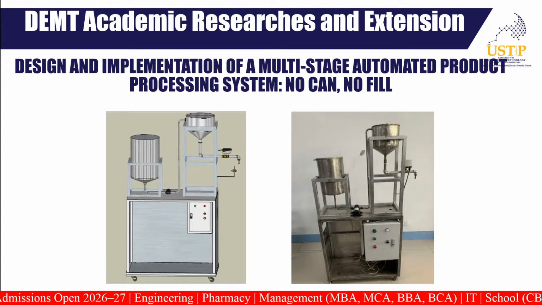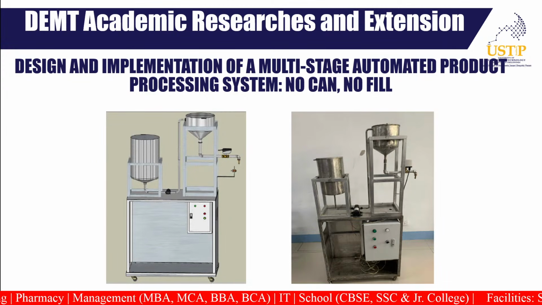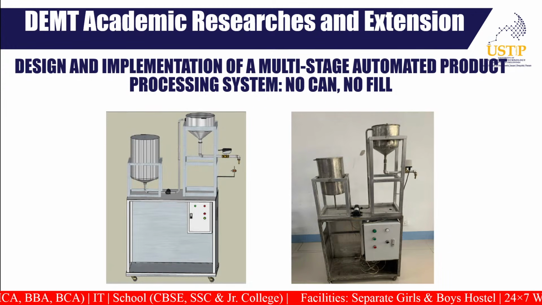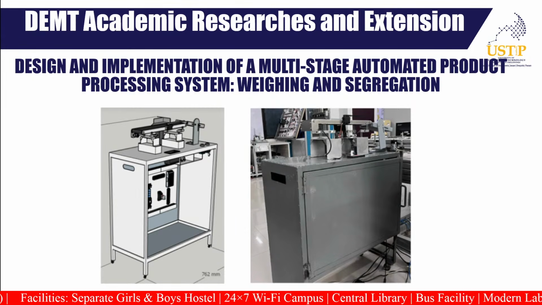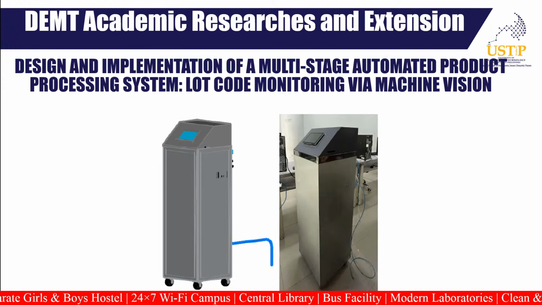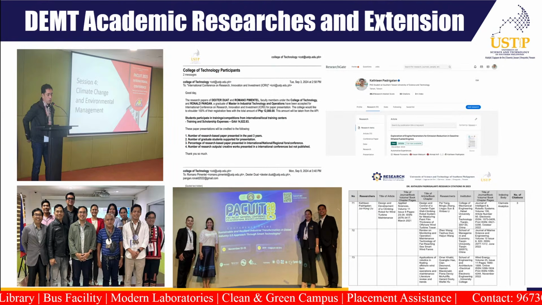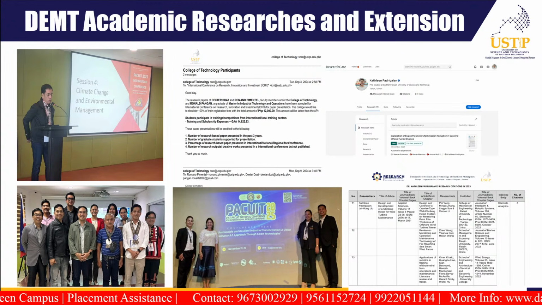So these are the actual parts, putting the porridge in the tank. And then this one is the weighing scale, weighing and segregating the prototype of the porridge. And then this one is lot code monitoring with machine vision, wherein through the scanning of a camera, this is the batch of a certain product, and then putting a date of expiration.